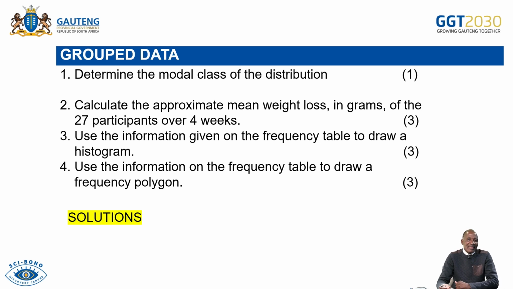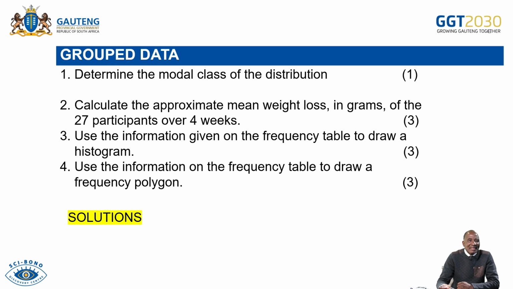That is number 1. Then number 2, which seems to be a bit challenging, a question for 3 marks. It says calculate the approximate mean. They didn't say calculate the mean for an obvious reason. We don't know the actual weight losses. All we know are the classes. Hence, the question will always say in grouped data, calculate the approximate mean. In other words, it's not an actual mean. It's an estimated mean of the weight loss in grams of the 27 participants over the given time period of 4 weeks.